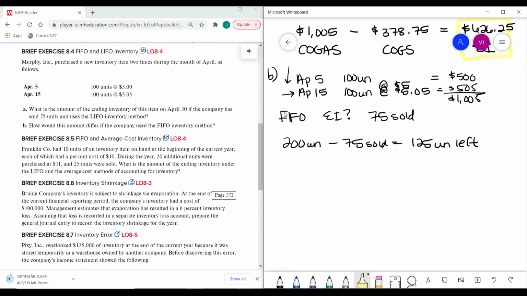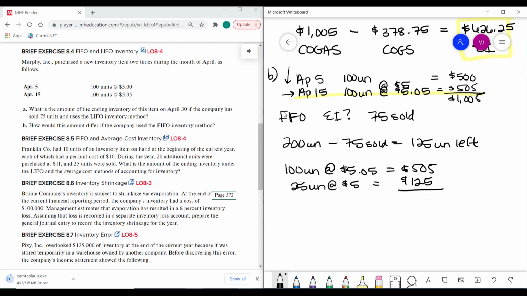Well, they must be made up of the newer stuff first. So that must mean that we're assuming we have all 100 units of the April 15th batch still left. And then 25 units of the older batch still left, right? Be 125. We do 505 plus 125, that gives us $630. So that's our ending inventory cost using FIFO.